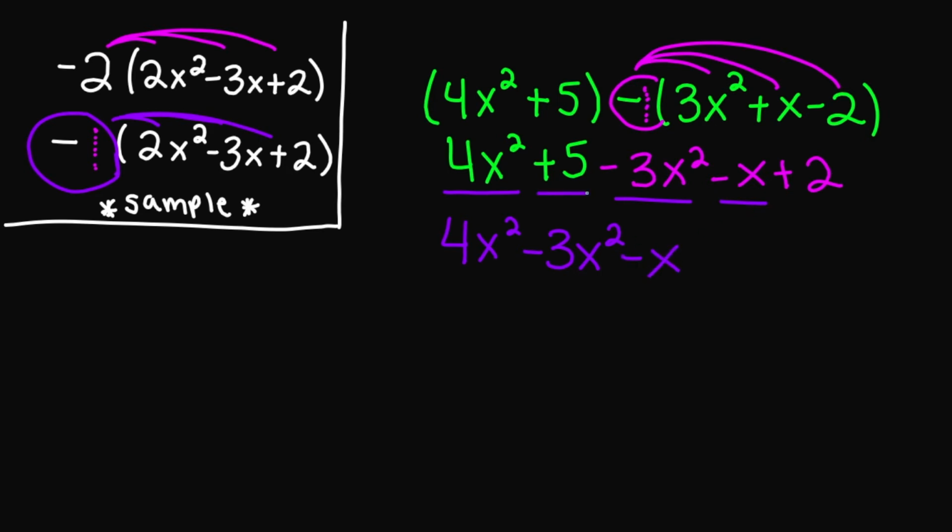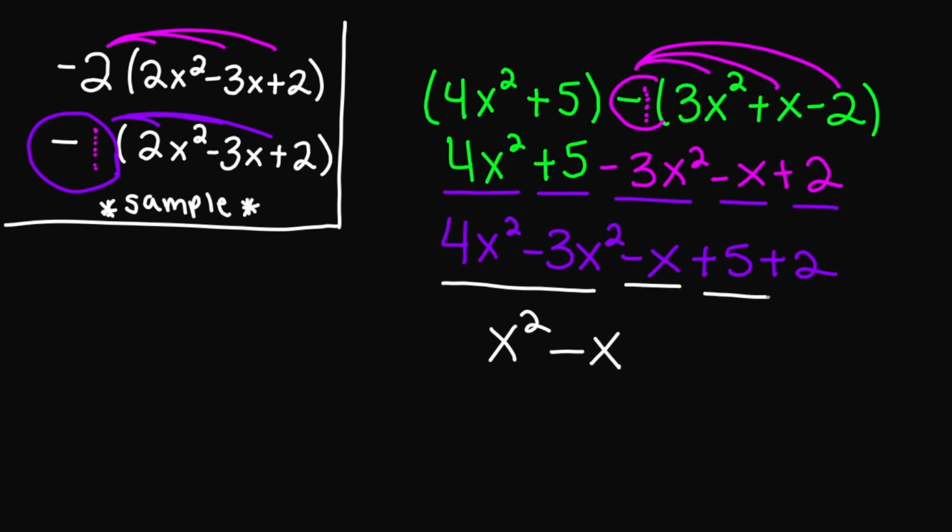Then we have plus 5 plus 2. I'm going to write plus 5 plus 2. Now let's solve 4x squared minus 3x squared. This is going to give us x squared minus x. I do not have any other x's. And then we have 5 plus 2. This is going to give us a positive 7. Since I cannot simplify any further, this is your final answer.